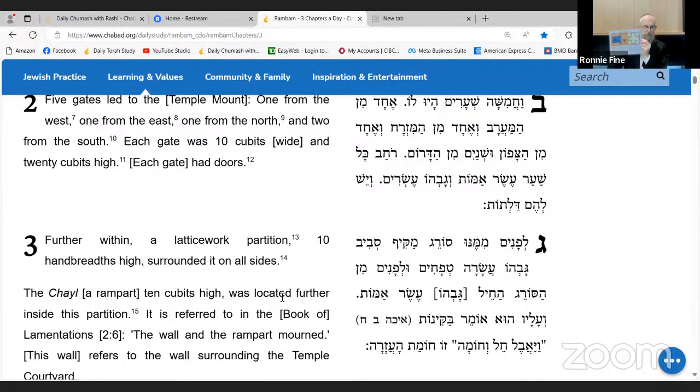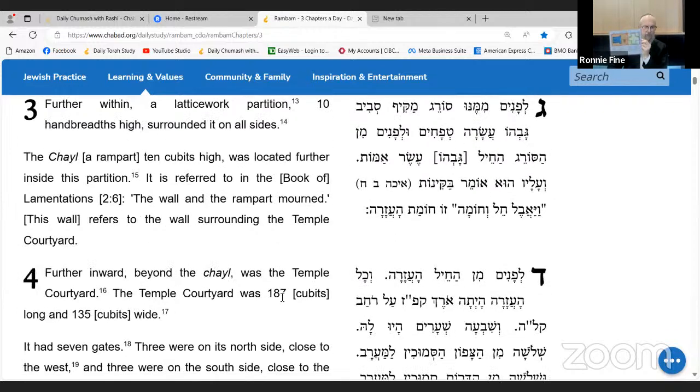It's referred to in the Book of Lamentations, the wall and the rampart mourned. This wall refers to the wall surrounding the temple courtyard.